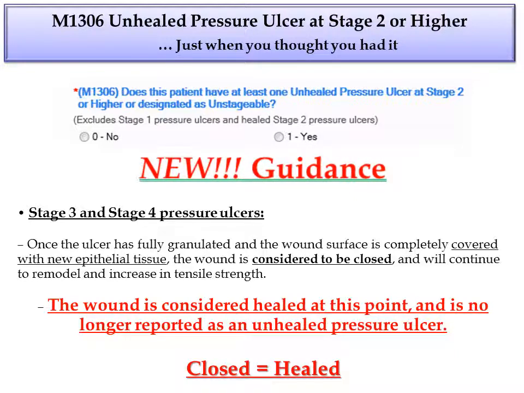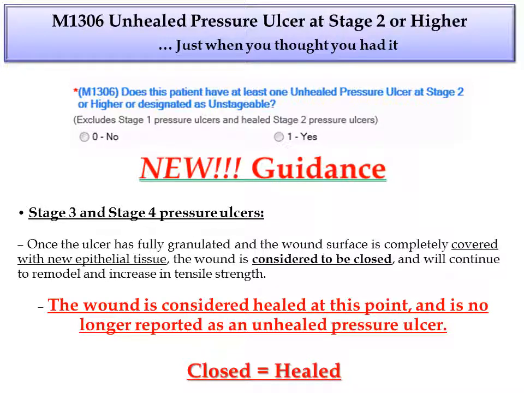M1306, the unhealed pressure ulcer at stage 2 or higher. The question has not changed, so it's the same question. Does this patient have at least one unhealed pressure ulcer at stage 2 or higher, or designated as unstageable? And this excludes stage 1 ulcers. What's new is the guidance of the stage 3 and 4 pressure ulcers. So now they're saying once the ulcer has fully granulated and skin has covered it, it's completely closed. That means that it's healed.